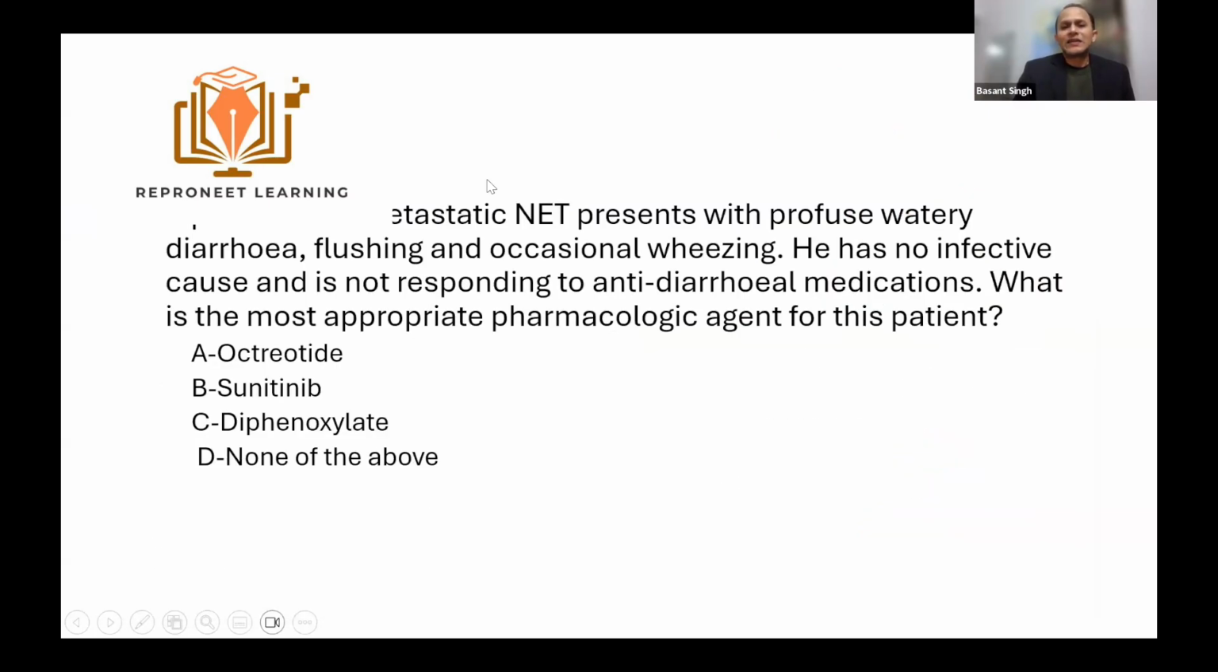A patient with metastatic NET, profuse diarrhea, flushing, occasional wheezing, and this is not responding to antidiarrheal medicine. What is the pharmacological agent? So we know that this patient has carcinoid syndrome. Okay, carcinoid syndrome. So what are the clinical manifestations of carcinoid syndrome?